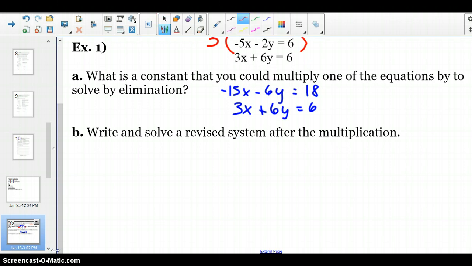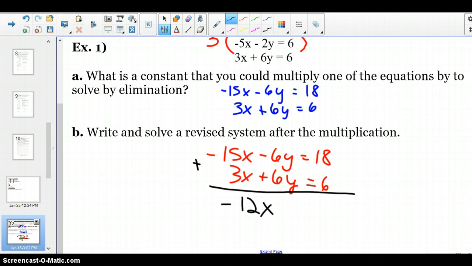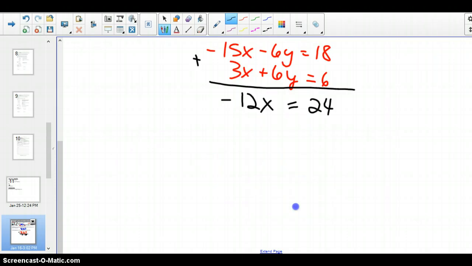So that's what I'm going to do. I'm going to rewrite these again. Okay, so if I add these two equations, negative 15x plus 3y is negative 12x. My y terms cancel. Sorry. 18 plus 6 gives me 24. And then if I divide both sides by negative 12, x is negative 2.